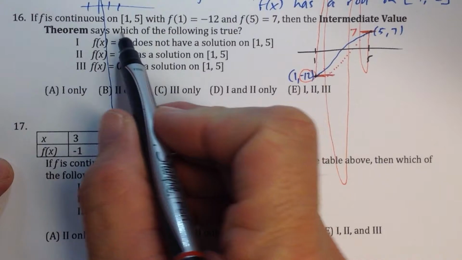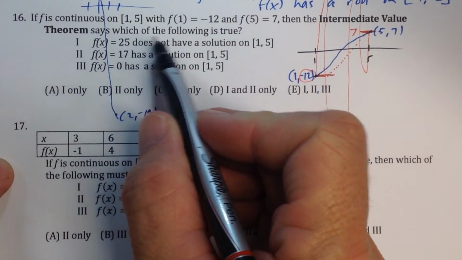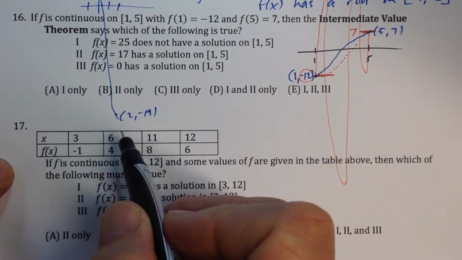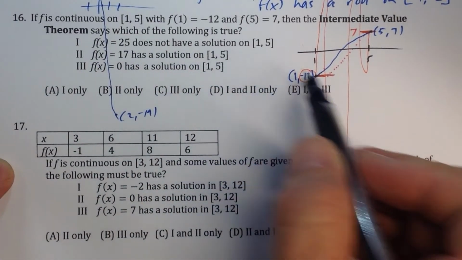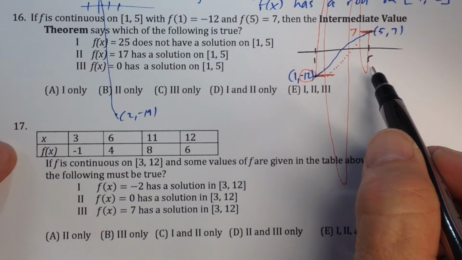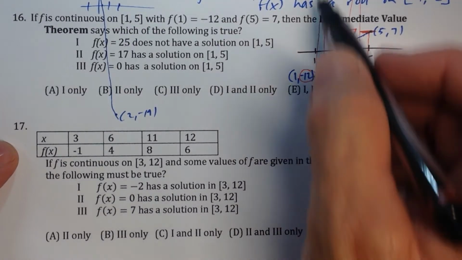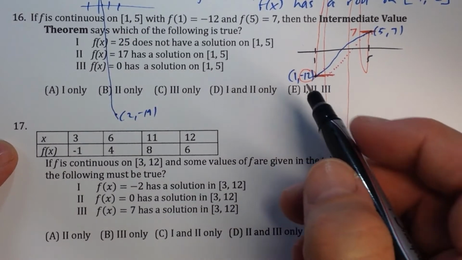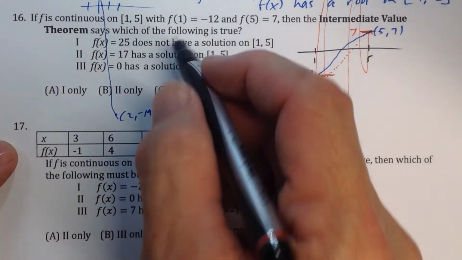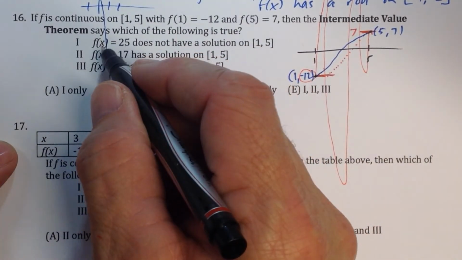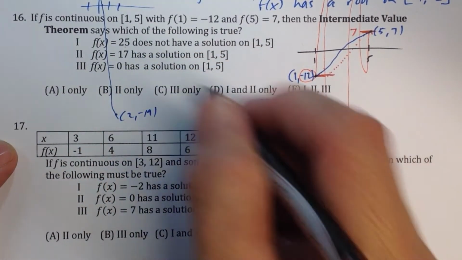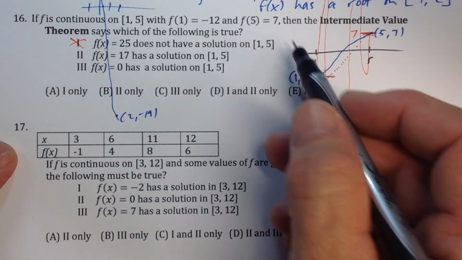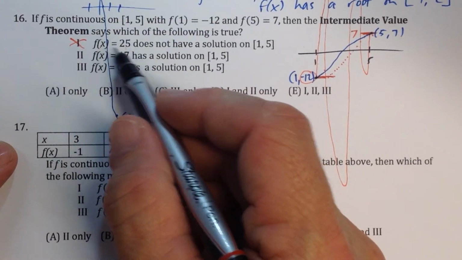Okay, so the intermediate value theorem says which of the following is true given this scenario. F of x equals 25 does not have a solution from 1 to 5. Well, as I just said, this function could go up to 5 billion and come down to 7. We just don't know that. We're not sure, but we can't discount it. It could have a solution. F of x could go up as high as 25, so that would not necessarily be true. It could be that it does not have a solution, but it could also have a solution.